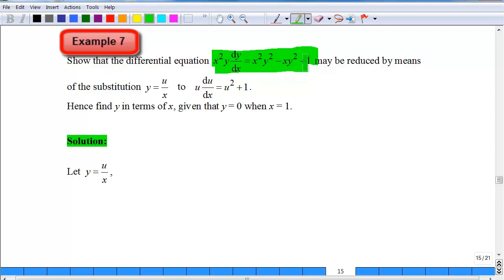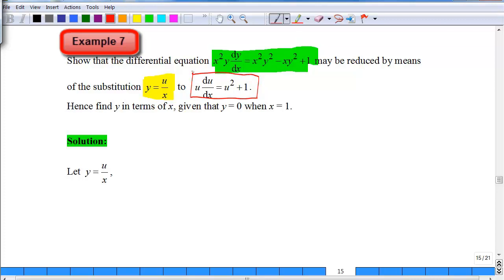So far you have learned variable separable. If you look at this equation on the right, it's quite impossible for you to separate the variables. So not to worry, in such a question, it will certainly be a substitution method. The substitution that they want you to use is y equals to u over x, and you are asked to show that after substituting, the DE will be reduced to this.